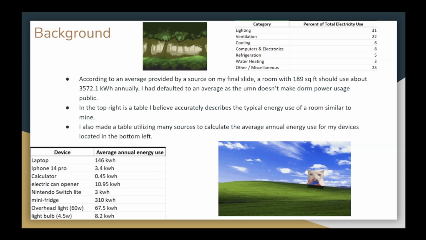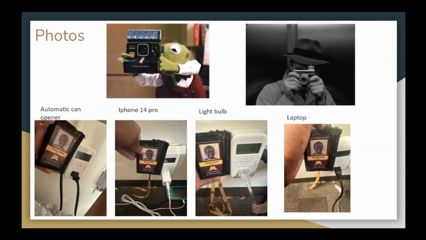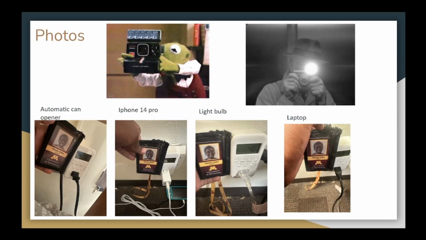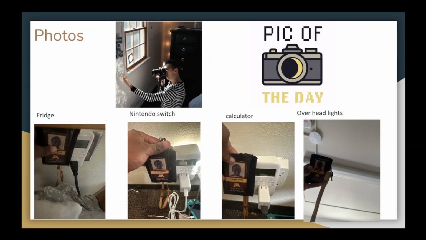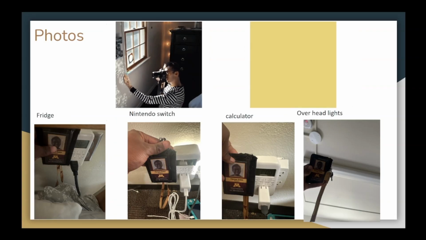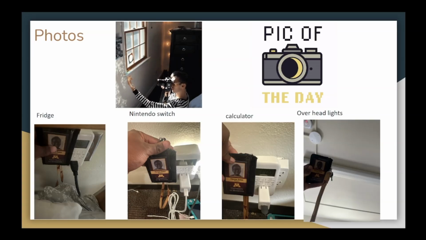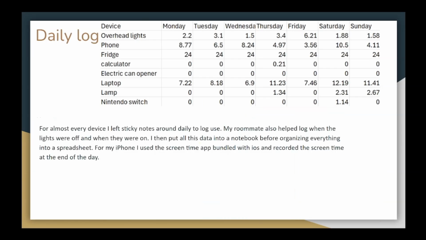The top right is a table I believe accurately describes the typical energy use of a room similar to mine. I also made a table utilizing many sources to calculate the average annual energy use for my devices, located in the bottom left. These are photos of me recording wattage or kilowatt hours of each device. These are some more. For the overhead lights, I couldn't access them, nor was I even tall enough to attempt, so I asked the front desk what it was, and they told me it was 60 watts.